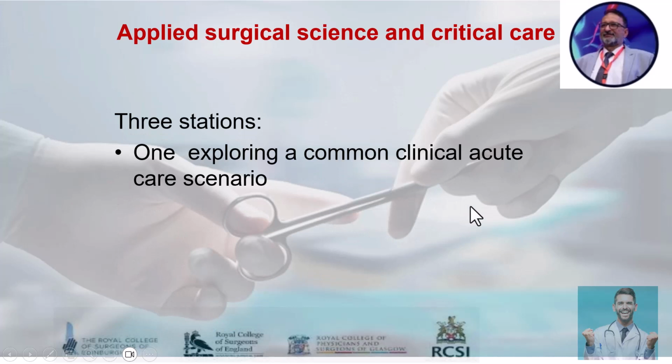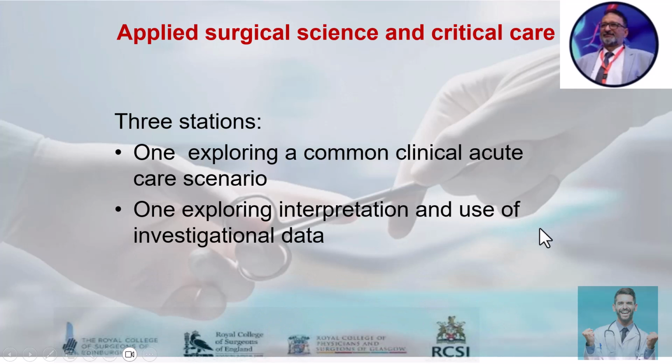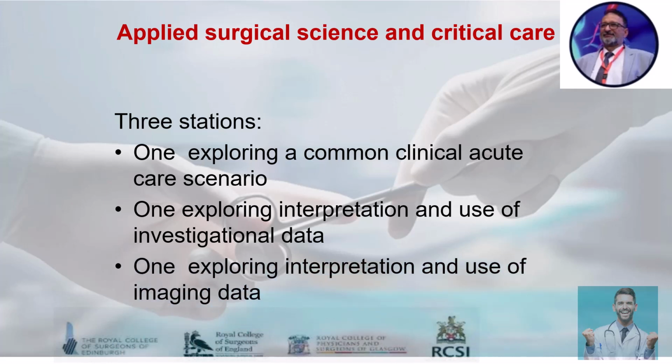Applied surgical science and clinical care are 3 stations. 1, exploring common clinical acute scenarios. 1, exploring how you interpret and use investigational data, which is important in your career. And 1, exploring interpretation and use of imaging data. So these are the three applied surgical science and clinical care stations, and each one of them is measuring a certain part of your skills.